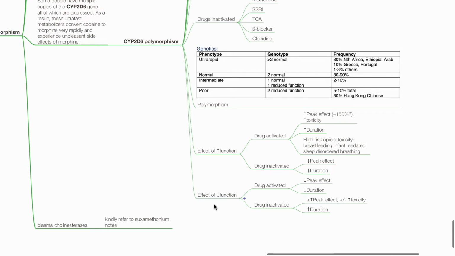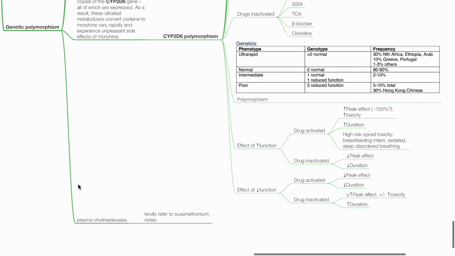Effect of reduced CYP2D6 function. If the drug is activated, there will be reduced peak effect and duration of action. If the drug is inactivated, there will be increased peak effect, toxicity, and duration of action. For genetic polymorphism discussing plasma cholinesterases, kindly refer to the succinylcholine notes.